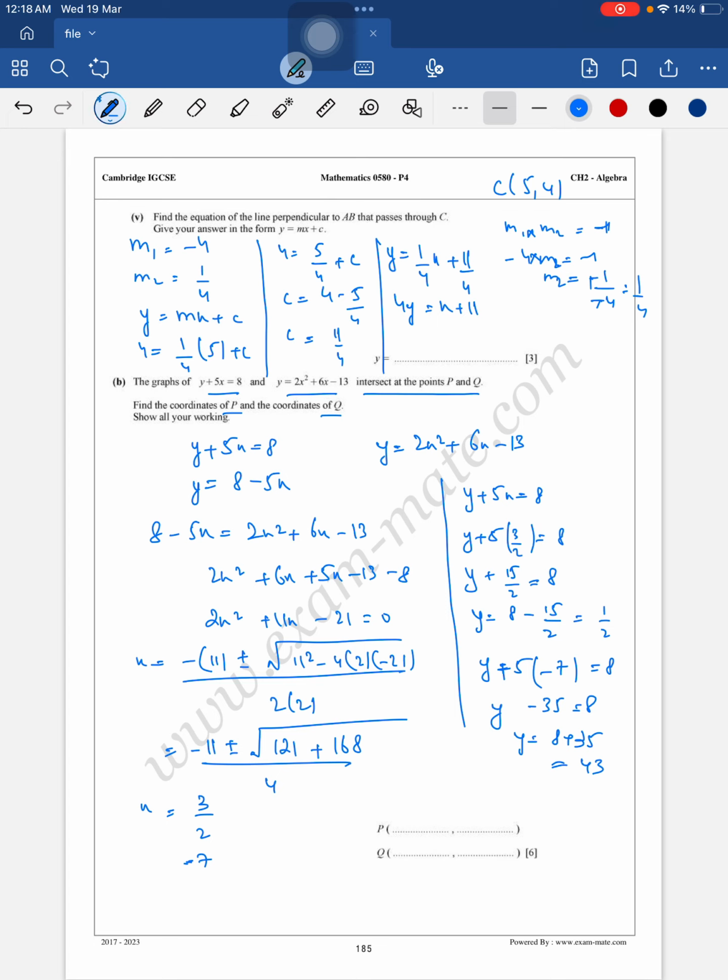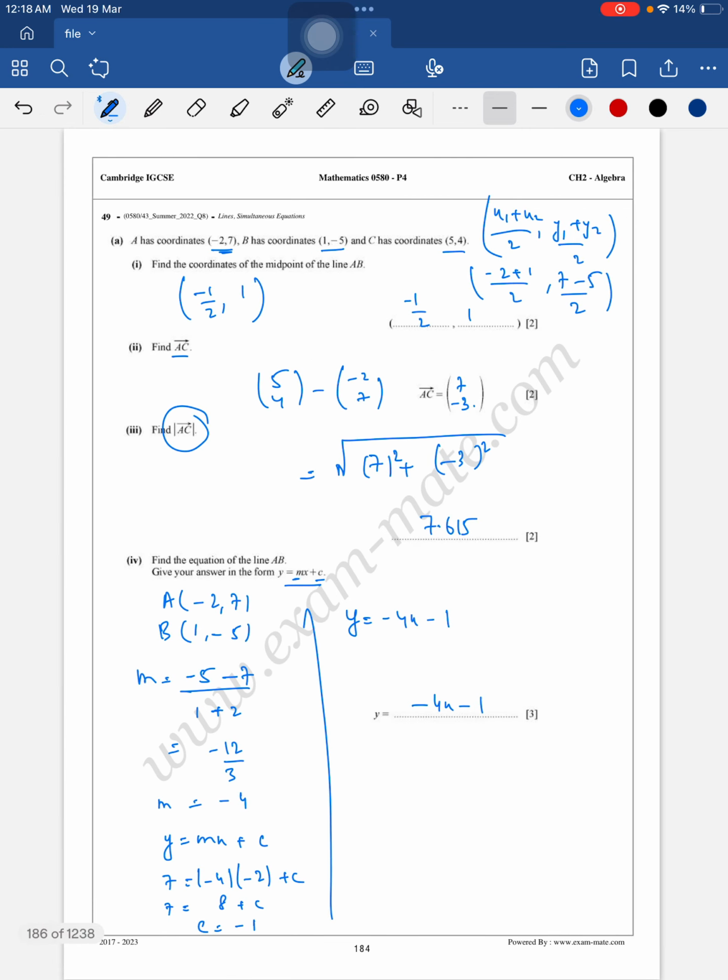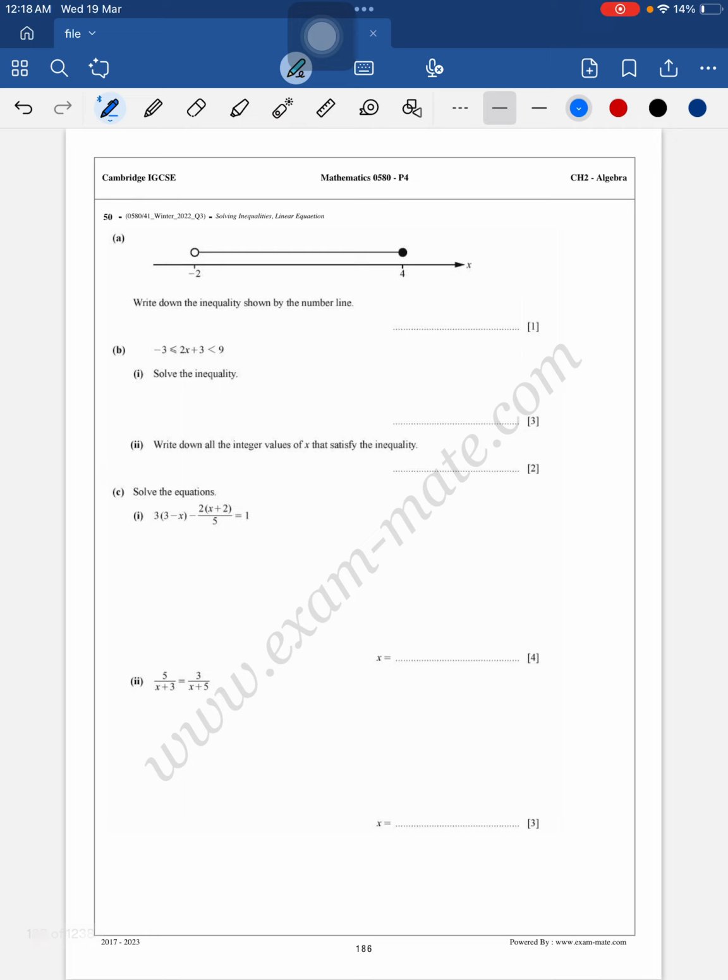So when x is equal to 3 upon 2, y is equal to 1 upon 2. And when x is equal to minus 7, y is equal to 43. That's all for question number 49. The last question, question number 50, we have to write down the inequality shown by the number line. We can see that there is an open circle not shaded, x is greater than minus 2, and the other circle shaded, that is less than or equal to 4.